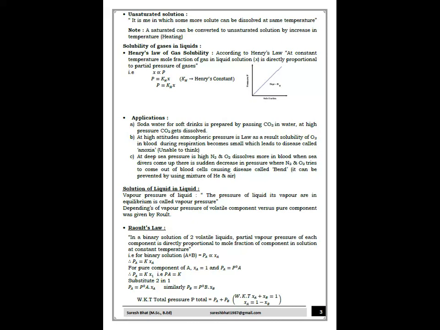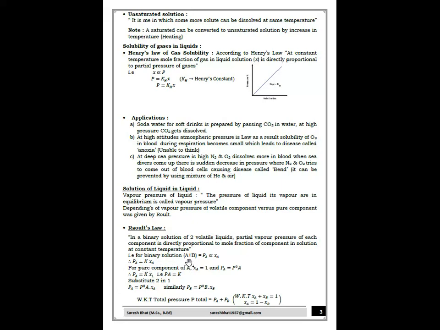Now, the statement is what? In a binary solution of two volatile liquids, the partial pressure of each component, meaning the pressure exhibited by beaker A and by beaker B, is directly proportional to the mole fraction of the components in solution. That means when I am mixing A and B, whatever the mole fraction of a component, it is directly proportional to the partial pressure of each component, that is component A and component B. So that is for a binary solution.